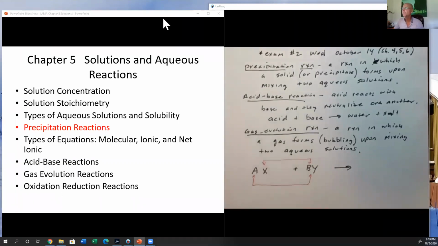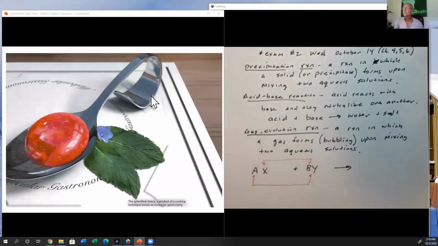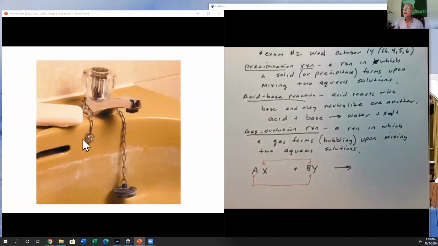Why are you doing that? For a precipitation reaction, which by the way, is the reactions that we talked about at the very beginning of this chapter, where you form this solid to encapsulate a liquid, in molecular gastronomy, we talked a little bit about that, okay?